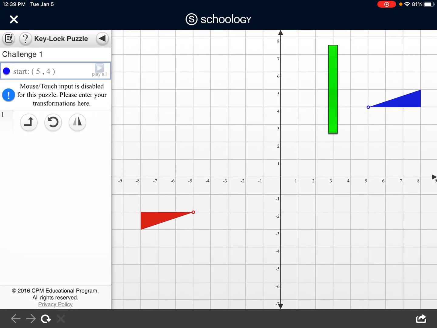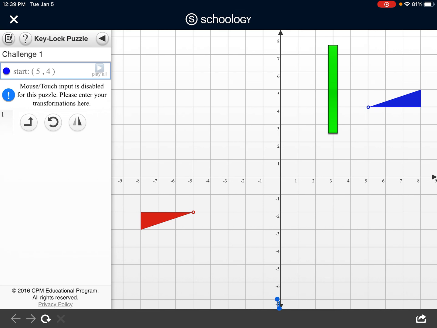So the blue triangle needs to go to the red triangle. The blue triangle is where that key was. So what I tend to do is look at the circle and count spaces. So if I want to move this triangle down because I want to get it eventually lined up with the red one, I'm going to go moving that circle down 1, 2, 3, 4, 5, 6.